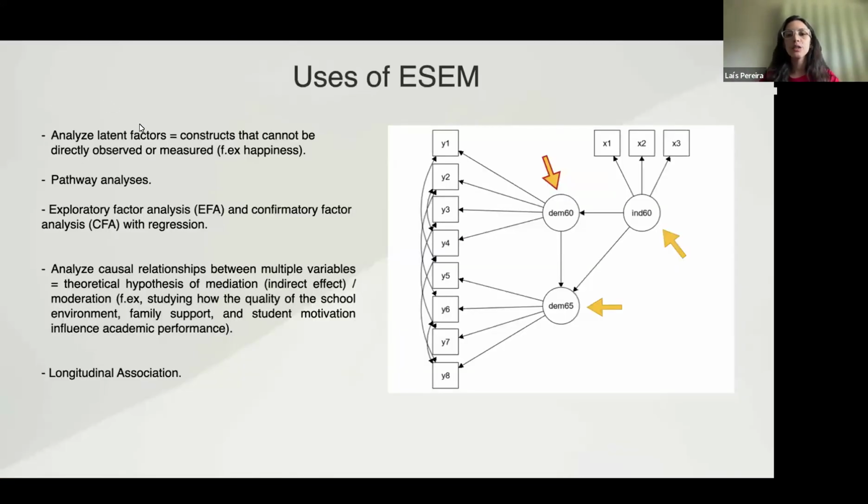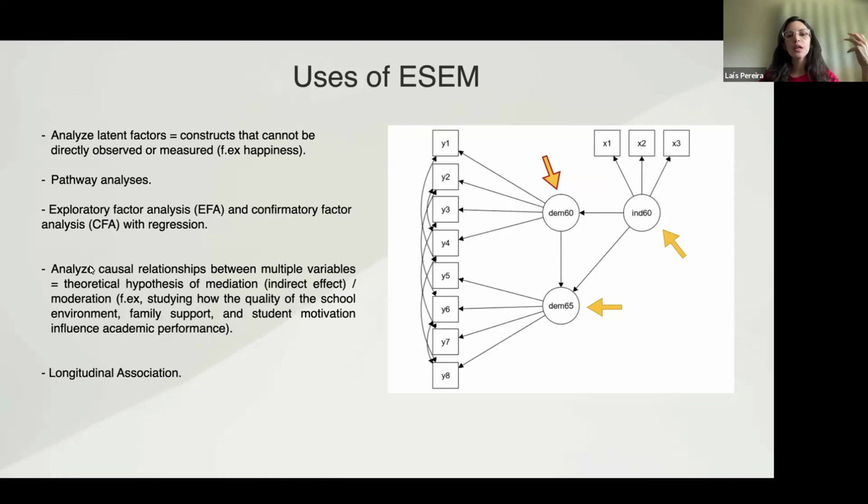So, like I said, the ESEM model combines different statistical analyses. You can use it to do analysis of latent variables. Latent variables are variables that cannot be directly observed or measured, like happiness. You can use it to do pathway analysis, to do EFA or CFA with regression, like I said before. When you do EFA or CFA with regression, you have to be a little careful because you cannot change the variable distribution. So your data has to be normalized. But we can talk about this after.